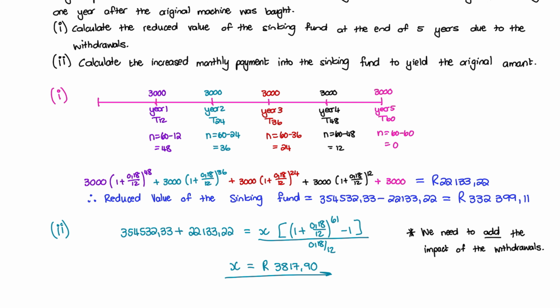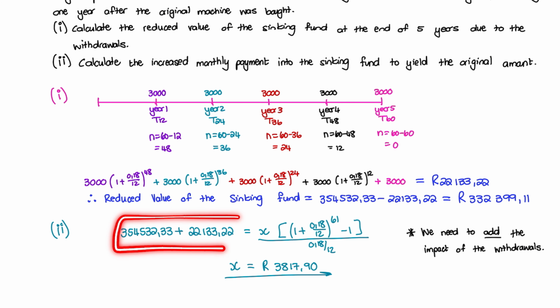So we need to take into account the value of the interest that we are losing. So the reduced sinking fund is the value of the sinking fund minus the interest and the withdrawals that we are losing. So the reduced value of our sinking fund is only 332,000 Rand. Now the second question says, calculate the increased payments into the sinking fund to give us back to the original amount. So instead of withdrawing this money, we need to find a way to make up the difference.